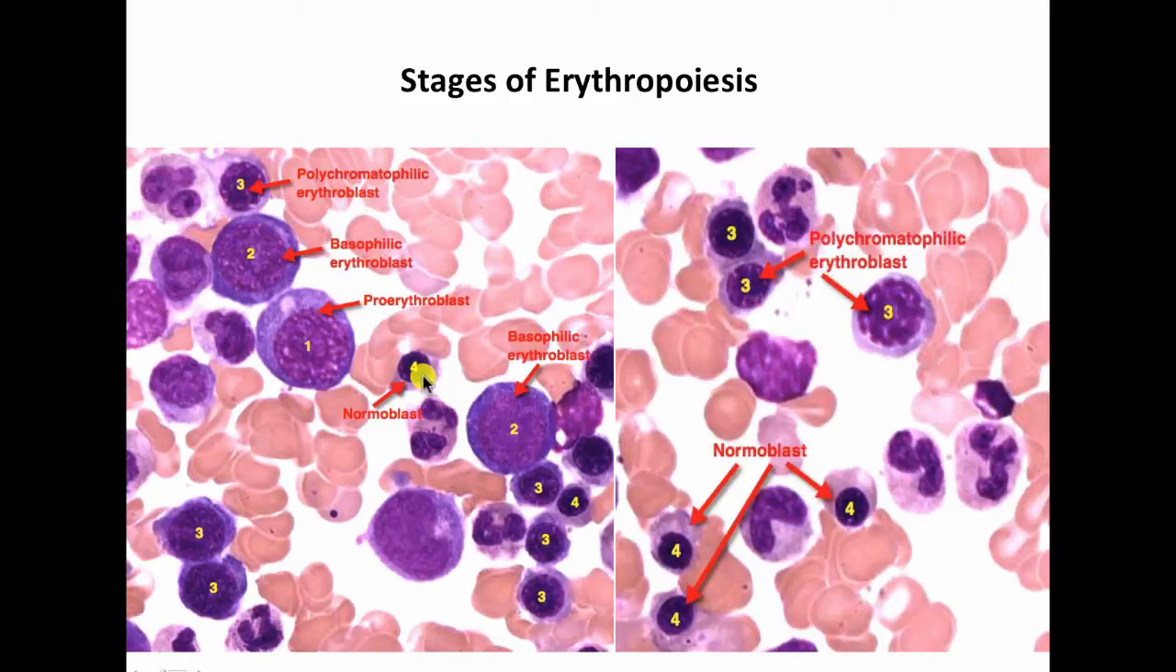And then the normoblast, or orthochromatophilic erythroblast, is fairly easy to see because it's got this very dark nucleus, shown possibly better here. And as I said, eventually that nucleus will be ejected to form a reticulocyte, which we don't see, and then of course a full-fledged erythrocyte.